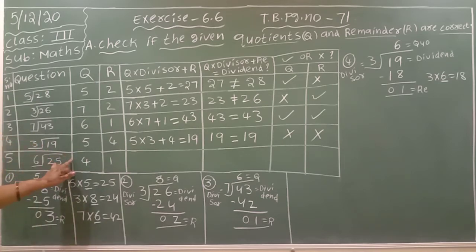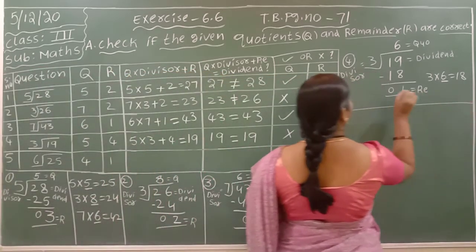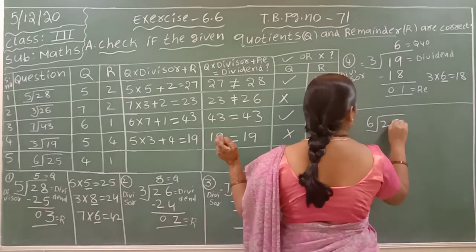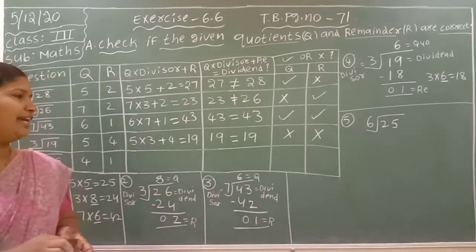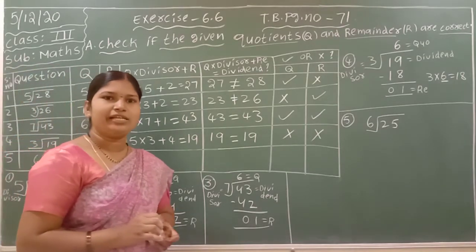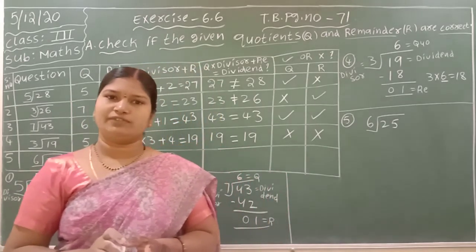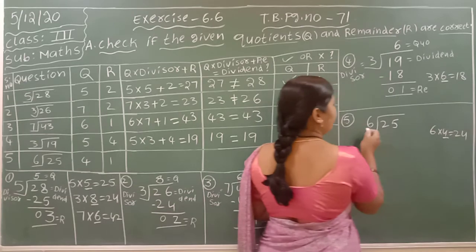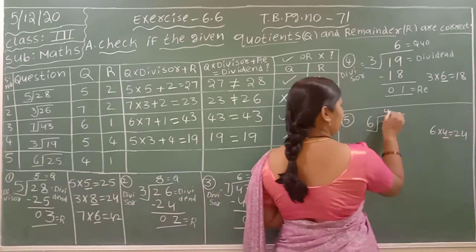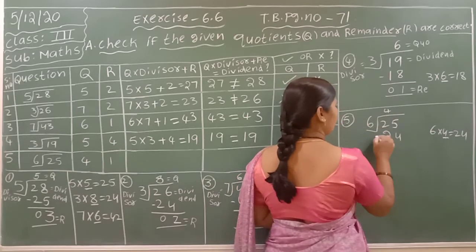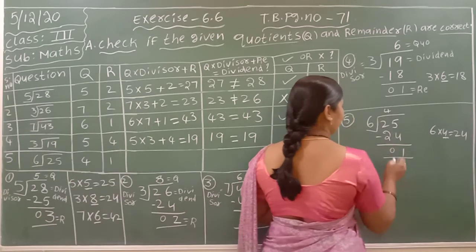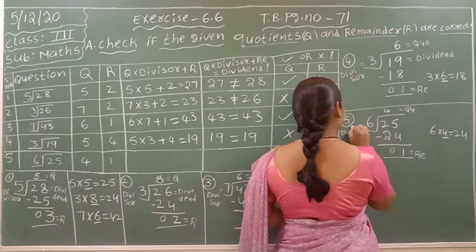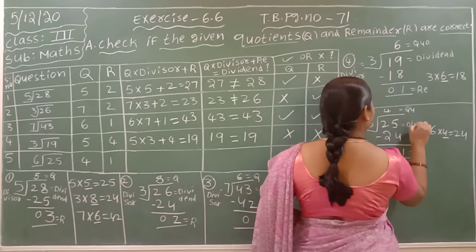Okay, now fifth one. Divided by 25. Here, read the 6 table. When we will get 25? 6 1 6, 6 2 is 12, 6 3 is 18, 6 4 is 24, 6 5 is 30. So, you have to take 6 4s. 6 already as a divisor, 4 take as a quotient. These two numbers multiply means you will get this number 24. 6 4 is 24 minus 5 minus 4 1, 2 minus 2 0. This becoming as quotient, this becoming as remainder, this becoming as divisor. It is known as dividend.